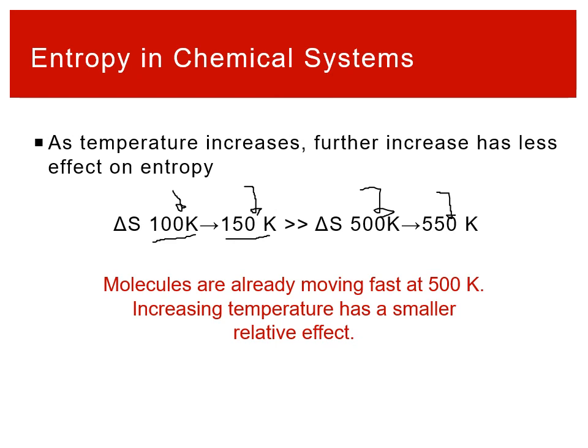So basically what that means is when you get to high temperatures already, it's harder to further increase the entropy or the disorder of your system by adding in more energy as heat, warming it up even more. It's just difficult to do. It's already disordered. It's hard to make it even more disordered.